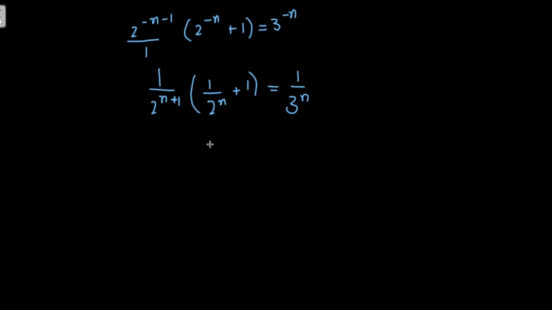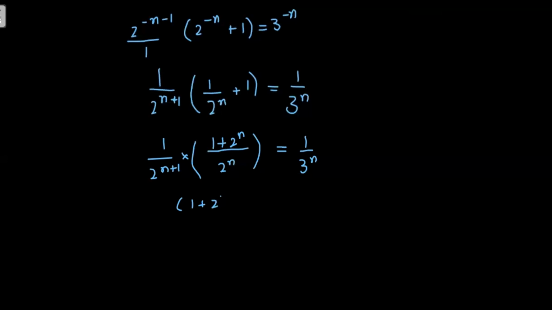Now we can write it as 2 power n, and that can be written as 1 plus 2 power n, and 1 over 2 power n plus 1 is written as it is, and 1 over 3 power n is written as it is. Now we multiply the denominators, we get 1 plus 2 power n over 2 power n plus 1 plus n, that becomes 2n plus 1, and that is equal to 1 over 3 power n.